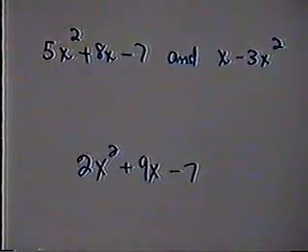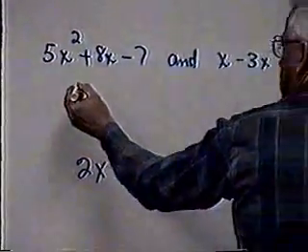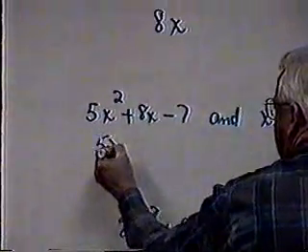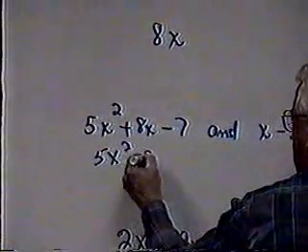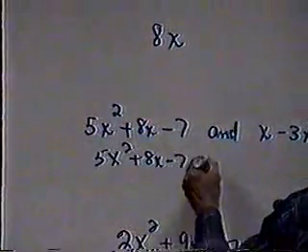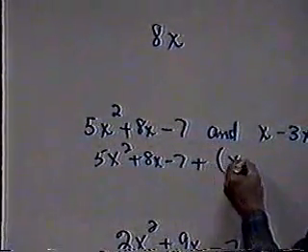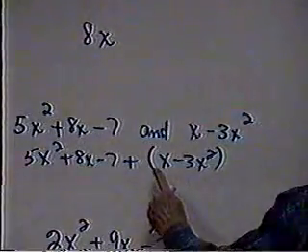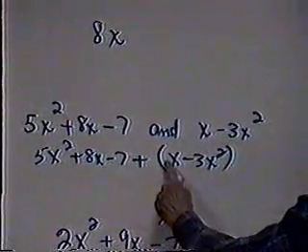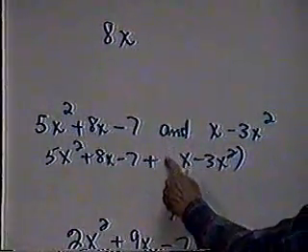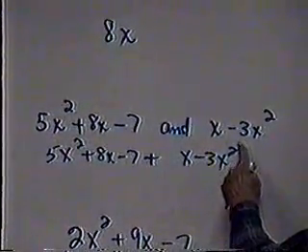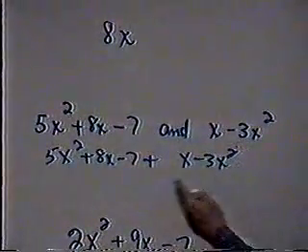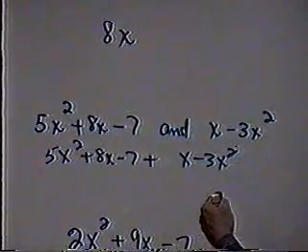Another way is to write it this way. Write down 5x squared plus 8x minus 7 added to x minus 3x squared. Now, when you remove the parentheses, plus times a plus is a plus. Plus times a minus is a minus. So removing the parentheses, we have that. And now we just do what?